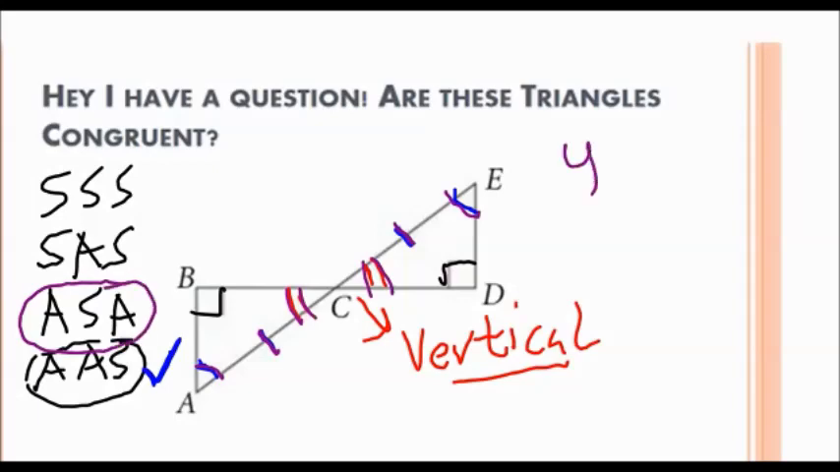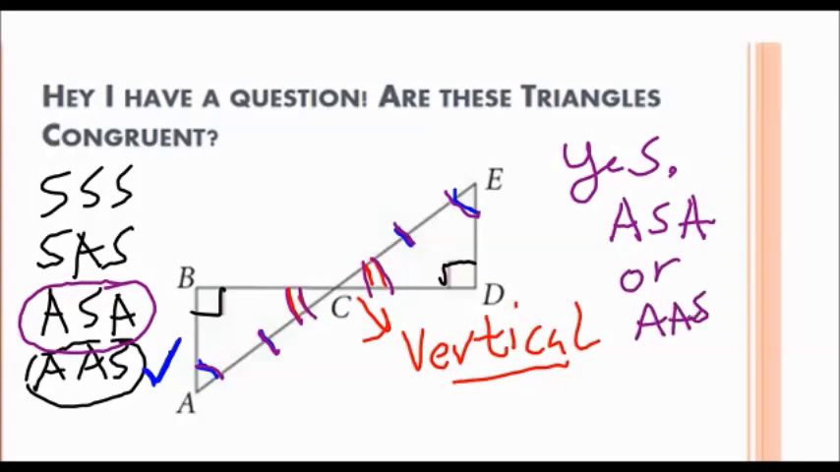So how are we going to answer this? Well, we're going to answer it yes. And the reason, we could say angle, side, angle, or angle, angle, side. Now what I'm going to look for as your teacher, especially if you're saying angle, side, angle, I want to see that this is labeled on your picture, and I want you to write out that it's vertical. That's going to be really important for the stuff we're going to do soon.